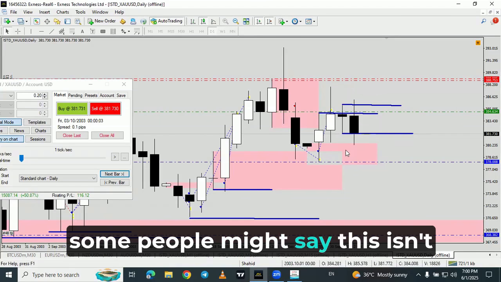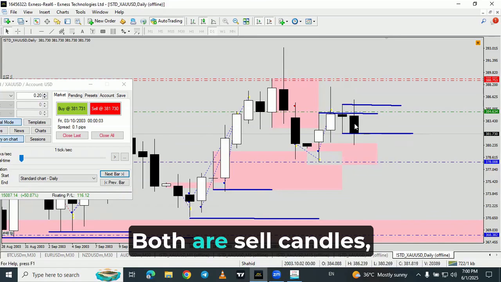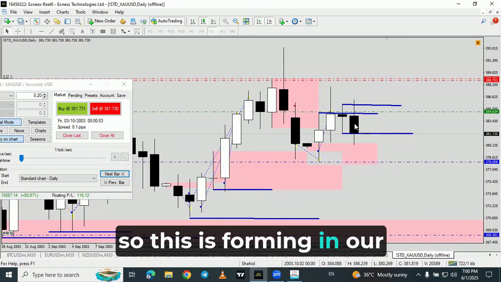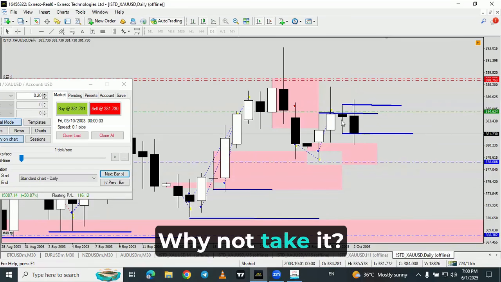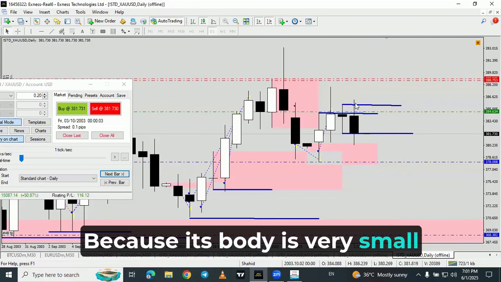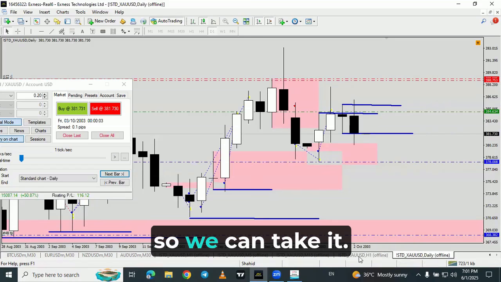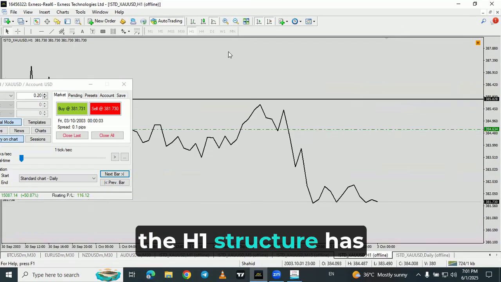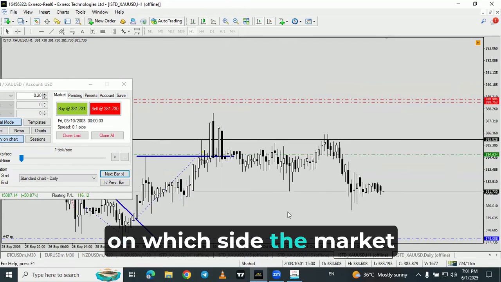Now some people might say this isn't a buy candle at all. Both are sell candles, so this is forming in our direction. Look here, it's forming in the direction, so we can take it. Why not take it? Because its body is very small and it has engulfed it and is right next to our zone, so we can take it. Here the H1 structure has also shifted, so we have further confirmation on which side the market is leaning.